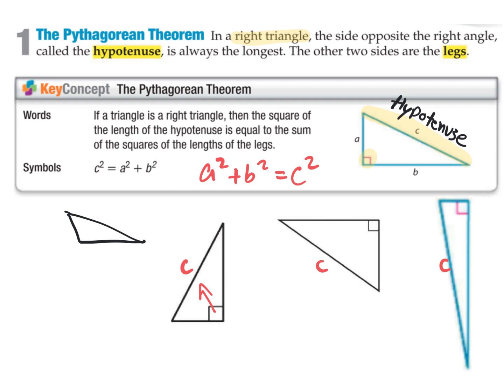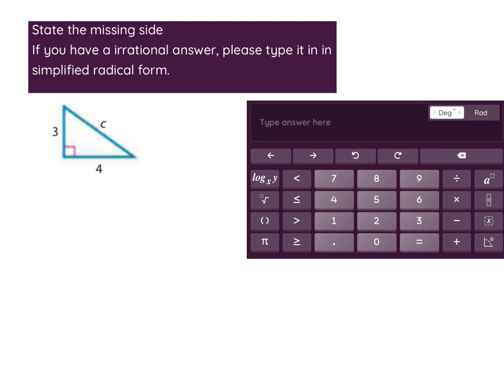Anyway, let's use this truth, this theorem, a squared plus b squared equals c squared, to solve our first problem. Okay, so you're going to have this type of question on quizzes. You're going to see this picture. It says a right triangle has the sides 3, 4, and you don't know the hypotenuse. You don't know the longest side. So we need to figure it out, okay?